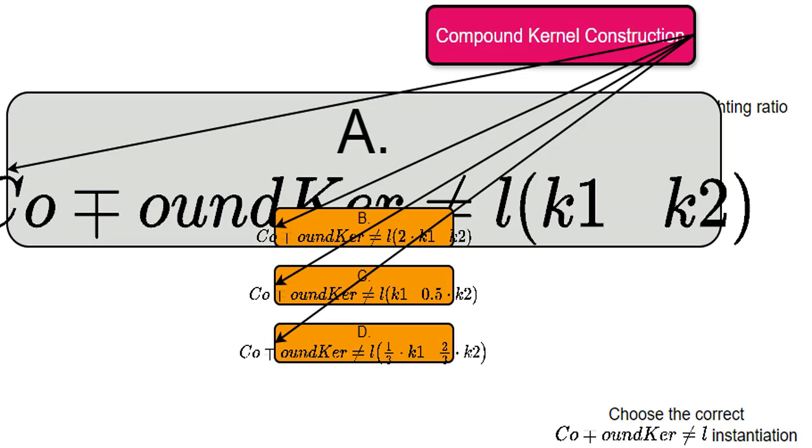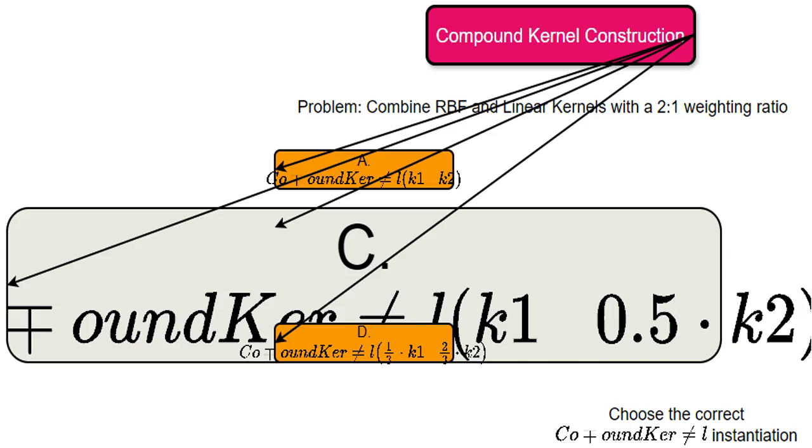This option simply combines the kernels without any weighing. The RBF and linear kernels contribute equally, not the 2:1 ratio I am aiming for. This is not the solution. I am selecting the most effective way to combine my kernels using CompoundKernel in Sklearn, ensuring the RBF kernel's influence is twice that of the linear kernel.